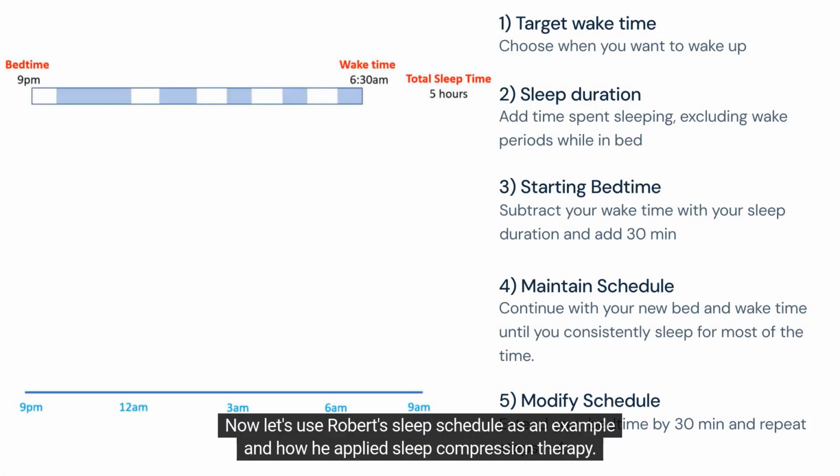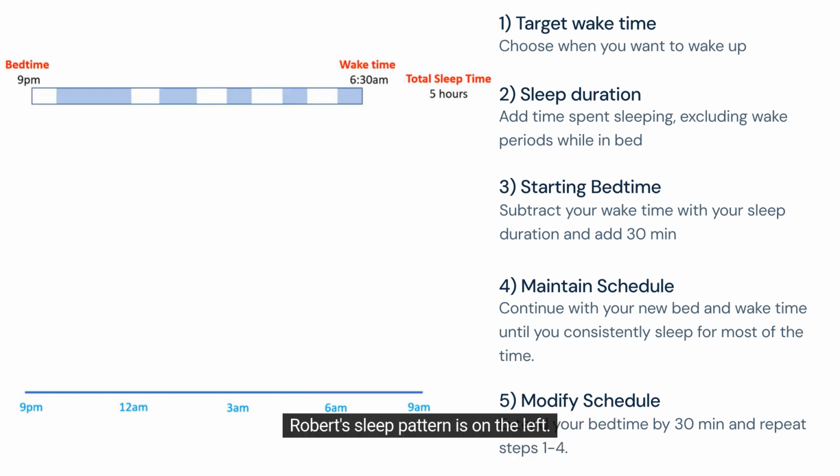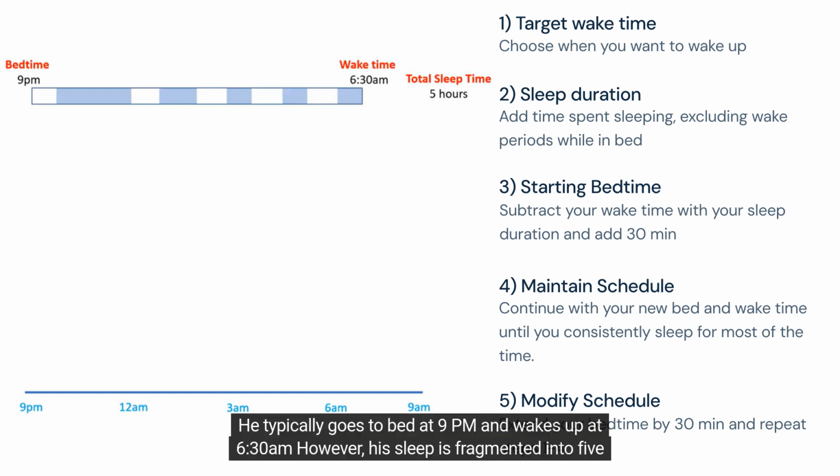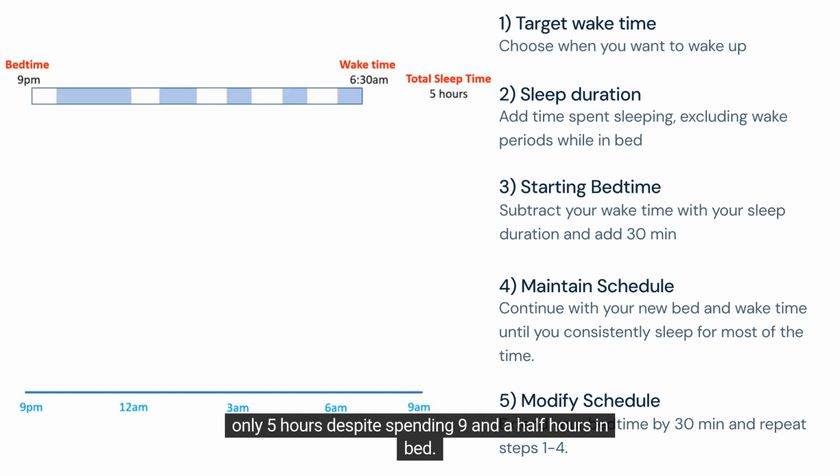Now let's use Robert's sleep schedule as an example of how he applied sleep compression therapy. Robert's sleep pattern is on the left. He typically goes to bed at 9 p.m. and wakes up at 6 a.m. However, his sleep is fragmented into 5 sleep periods, shown in light blue, interrupted by wake periods, shown in white, sleeping a total of only 5 hours despite spending 9.5 hours in bed.